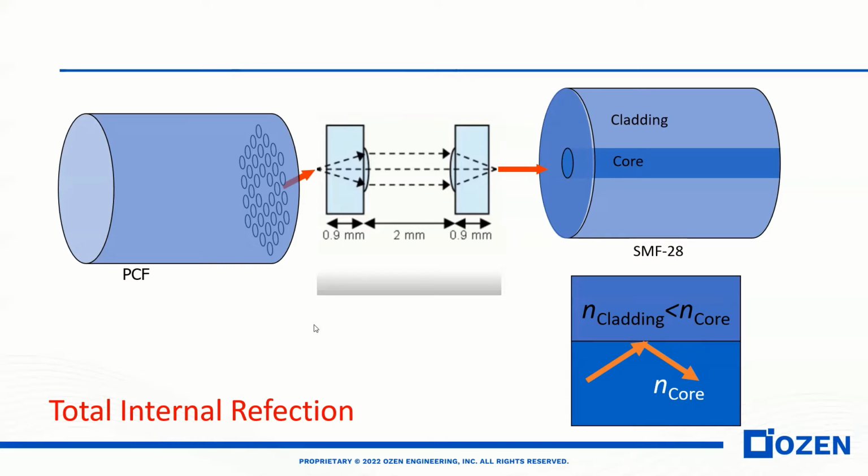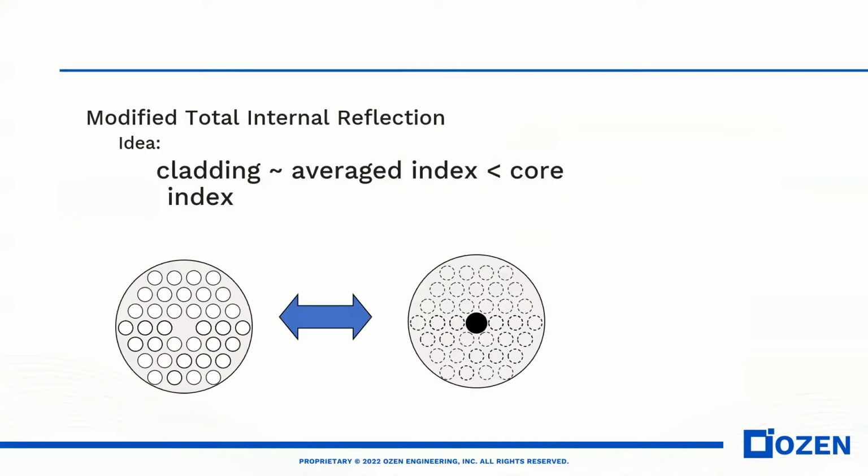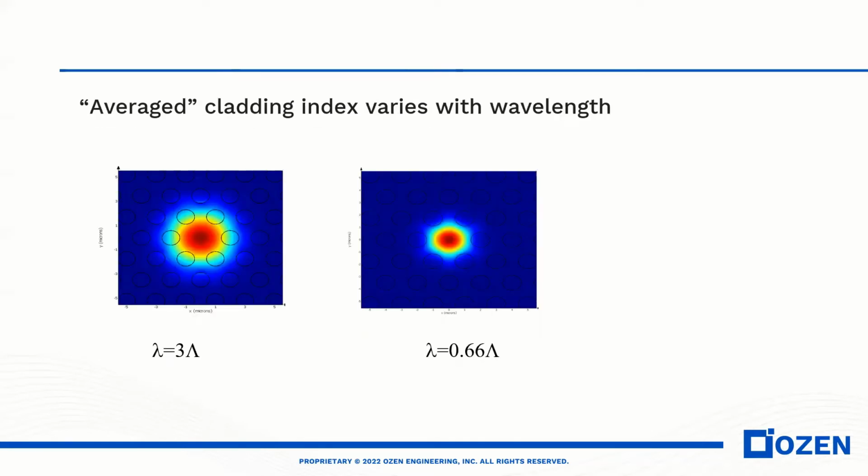Light propagates through the photonic crystal fiber and single mode fiber by total internal reflection, where the core refractive index is larger than the cladding. It should be noted that in the photonic crystal fiber, the air holes in the silica change the average refractive index of the cladding, which is less than the core. So in the photonic crystal fiber, in this example, we have a modified total internal reflection. Here we also show the output mode of the PCF for two wavelengths, and clearly the average refractive index varies with wavelength.